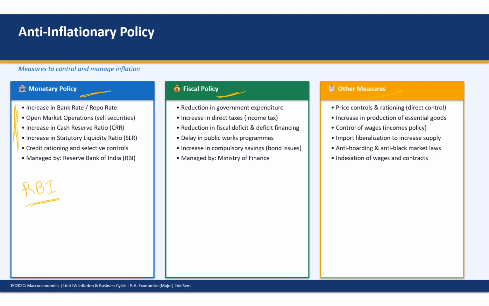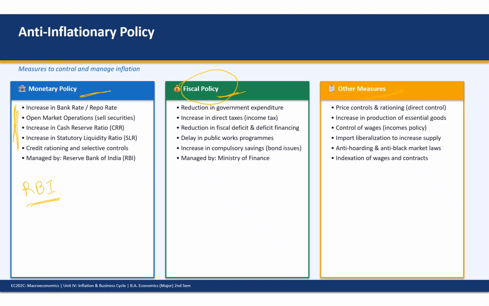For example, if RBI raises the repo rate, commercial banks usually pass on the higher lending cost, which reduces loans and pulls down the demand. Open market operation means the RBI sells the government securities that absorbs liquidity from the market. So the banks have less cash to lend. Similarly, the higher CRR and SLR force banks to keep more funds in reserve, leaving less for credit creation. Now let us come to fiscal policy.